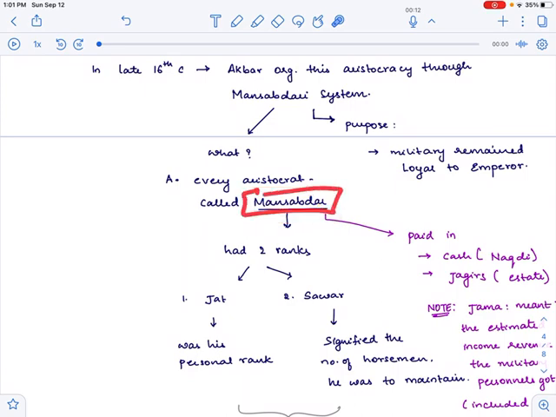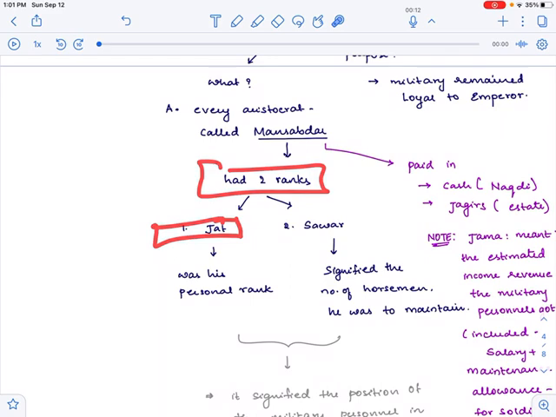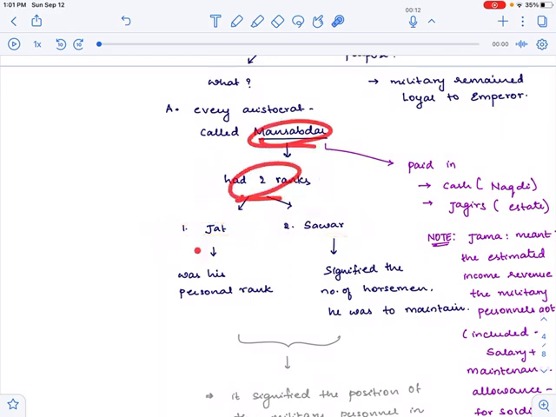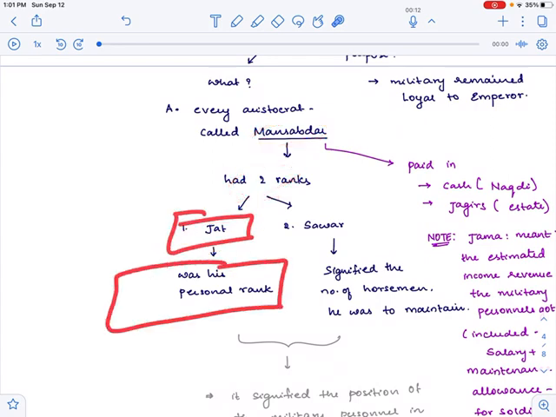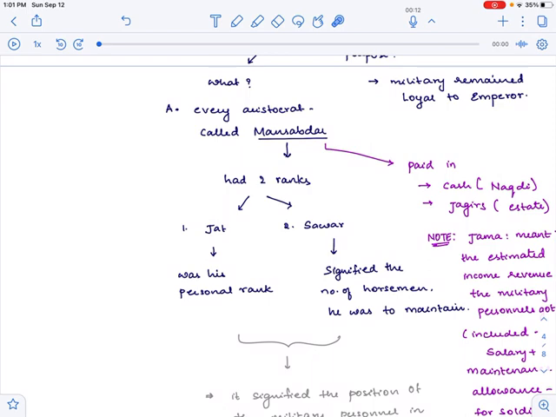And every Mansabdar, which is nothing but every aristocrat, was given two ranks. One rank being Jat and the other being Savar. When a Mansabdar was given this rank called Jat, it meant his personal rank, just the way that we have a constable, SI, CI and so on today in the police department. And then the next rank is Savar. When the Mansabdar was given this rank, it basically meant the number of horsemen that he had to maintain.